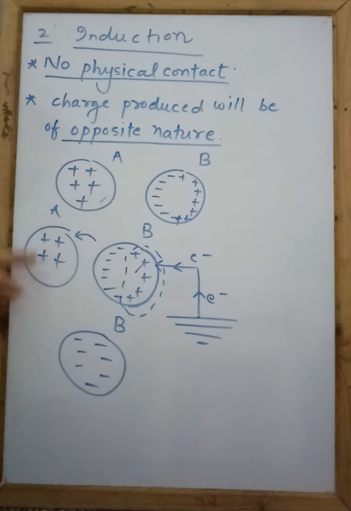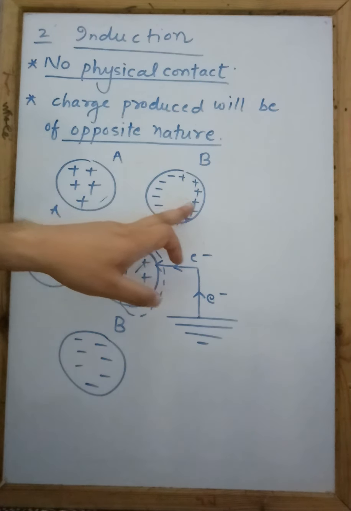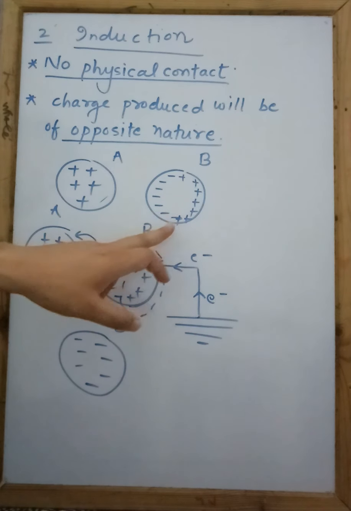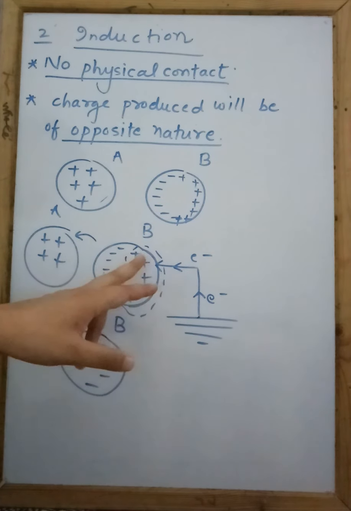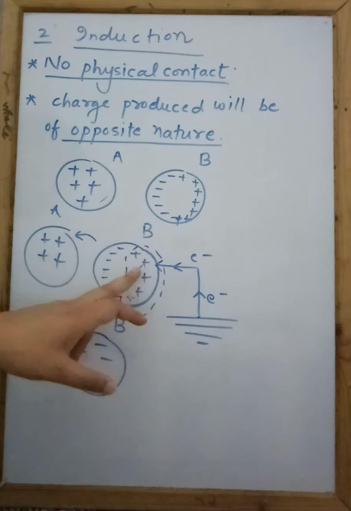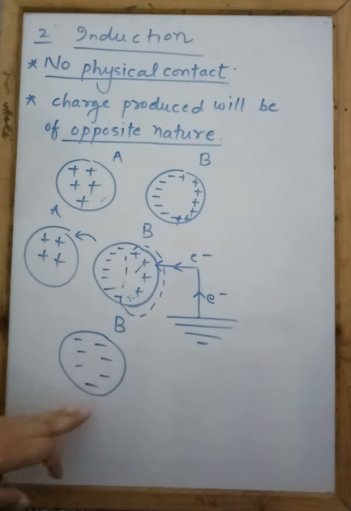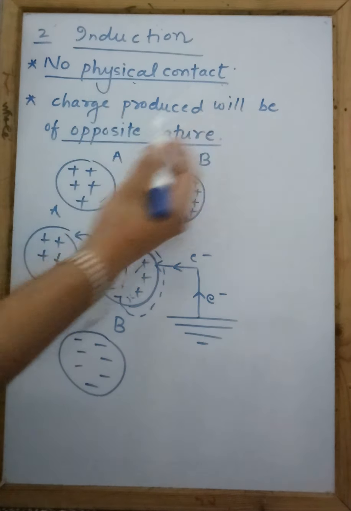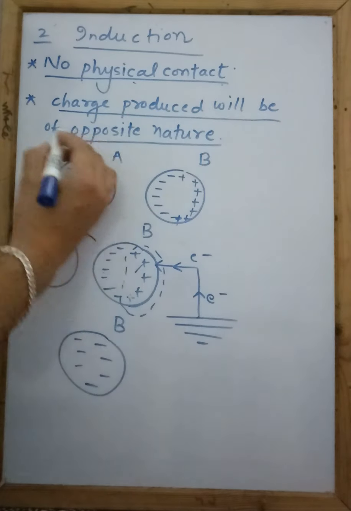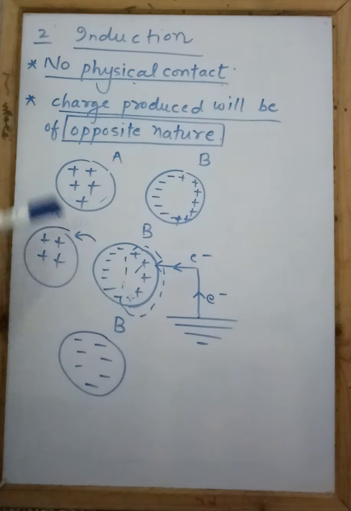Now let us suppose A had been negative. Then positive would have come on this side, negative on this side, and if I had connected B to the ground, the excess negative charge of B would flow to the ground, leaving positive B. That is what I am trying to explain: there is no physical contact and the charge produced will be of the opposite nature. If sphere A is positive, then B will become negative, and if sphere A is negative, then B would become positive. So that is the main point.